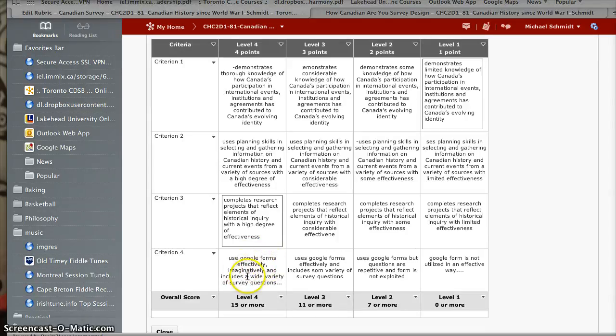And use Google Form effectively, imaginatively, and include a wide variety of survey questions. So if every question is a true or false question, you probably won't do well on that. Whereas if you fully maximize the different questions and explore the Google Form, because remember, you're going to be able to use this form hopefully afterwards for a range of things that you do in your personal life and in your professional life.